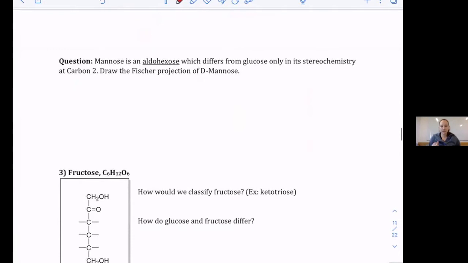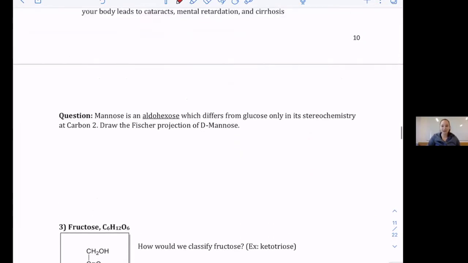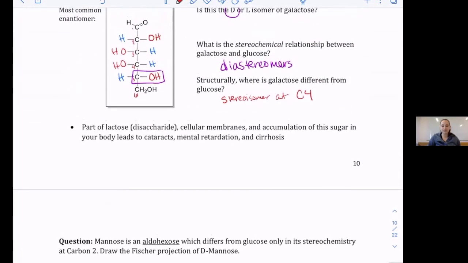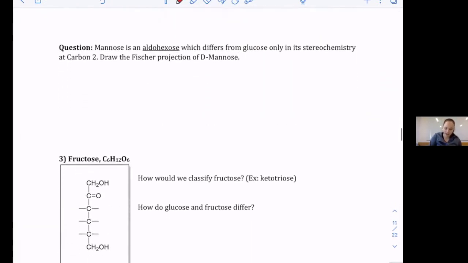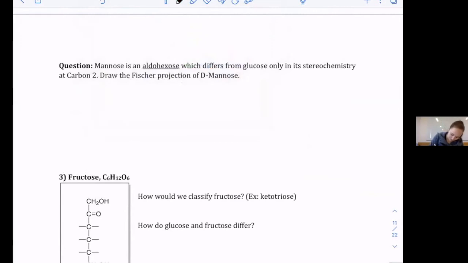So mannose is an aldohexose, which differs from glucose only in stereochemistry at carbon 2. So now let's use this problem to figure out what the Fisher projection of D-mannose is. We're going to do the same backbone because we have an aldohexose. So let's draw our backbone for an aldohexose. I'm just going to do black for the backbone.